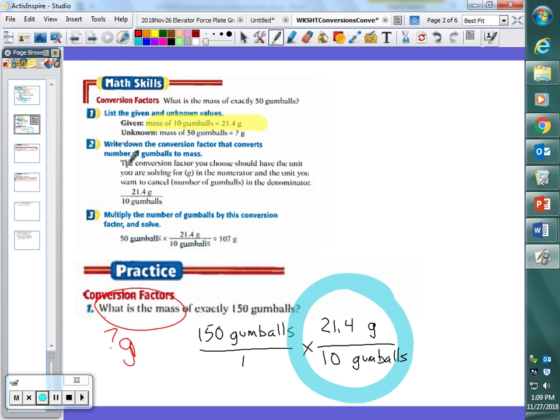Now let's do some math. Gumballs on top, gumballs on the bottom. What's going to happen? They're going to cancel each other out, right? So that unit and that unit are going to go away. What's the only unit now left in our entire problem? Grams. That's good because that's what we're trying to find, right? So now we do some multiplication. Here we multiply 150, not 150 gumballs because the gumballs unit is gone. Just 150 times 21.4 grams. Then on the bottom, 1 times 10. Not 10 gumballs because that unit is gone, right? Just 1 times 10.